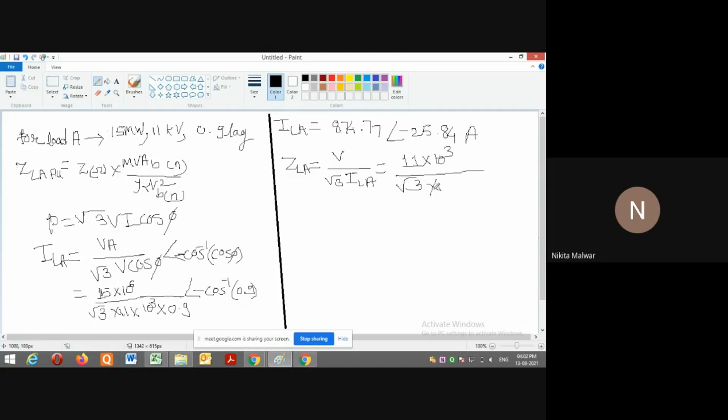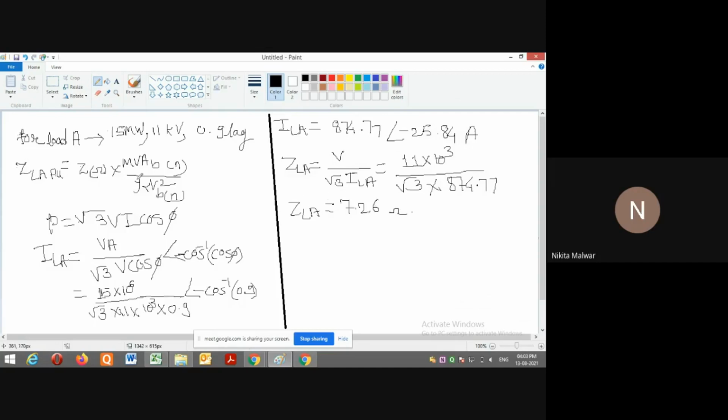And what is the value for ILA? ILA is 874.77. Let us consider only the magnitude here. So tell me the value for load impedance. Yes, you found 7.26. Correct, 7.26. This is your value.